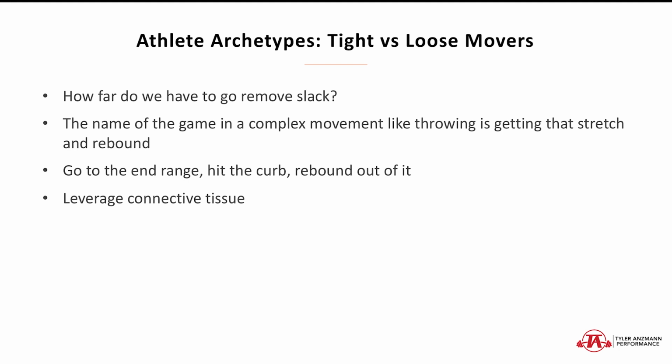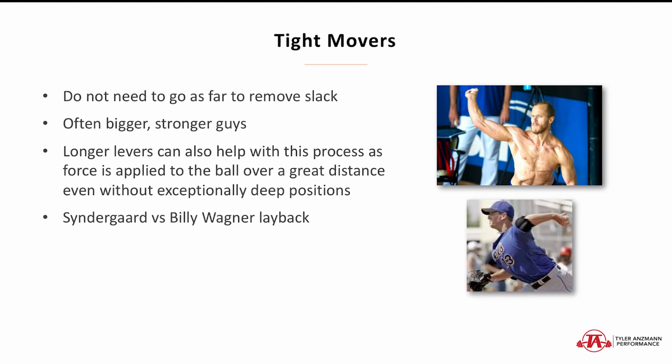All right, so tight movers, right? These guys don't need to go as far to remove slack. So up top, tight mover, Noah Syndergaard. Bottom, more loose mover, Billy Wagner. And so what's going to happen is our bigger, stronger guys will tend to be tighter movers, right? More muscle tissue. They have these longer levers, so it's less important that they find these really deep ranges of motion because they're going to be able to apply force to the ball over such a large arc of motion anyway, just because their arms are so long, right? So they can really make up for that lack of range with longer levers.